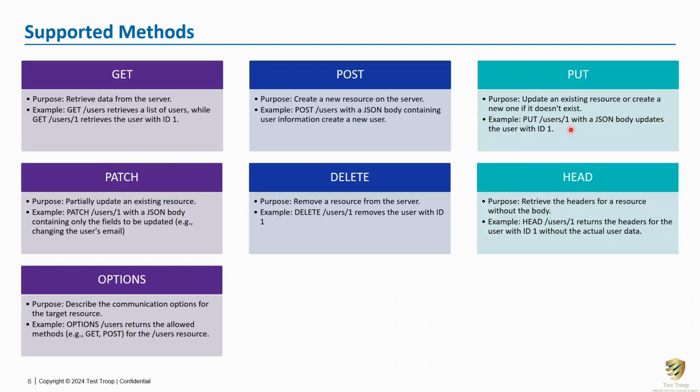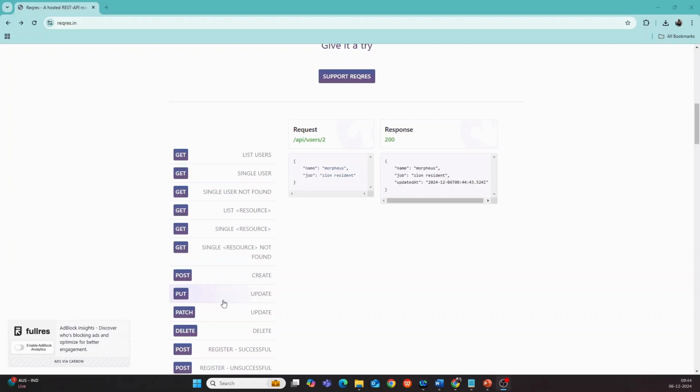Put method is used to update an existing resource. If the resource does not exist, it creates a new resource. Like a post, the request carries the data that needs to be updated or created. Let us go to our test API and try to see the put method. Put method, as the name indicates, is going to update a particular record.